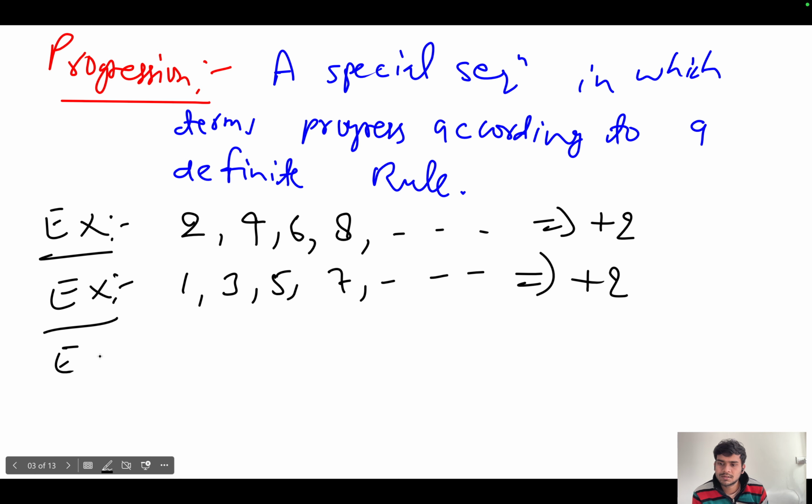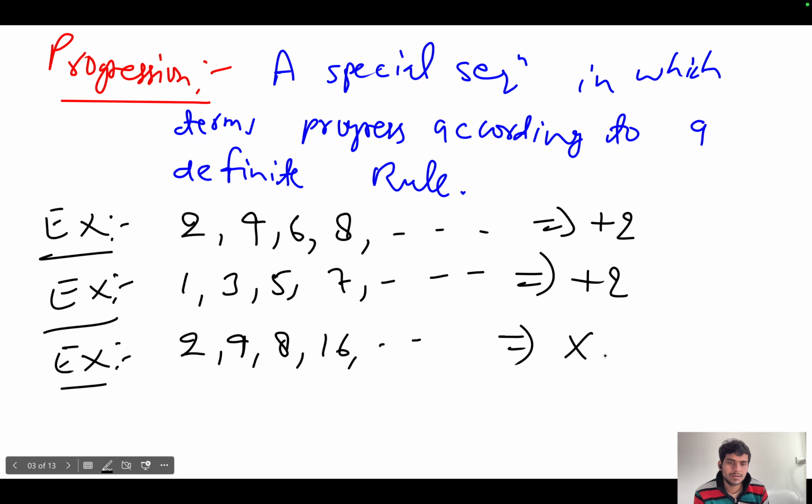Another example is 2, 4, 8, 16, and so on. As you can see in this example, I am multiplying by 2 in each term: 2 into 2 is 4, 4 into 2 is 8, 8 into 2 is 16. So we are multiplying by 2 in each term.